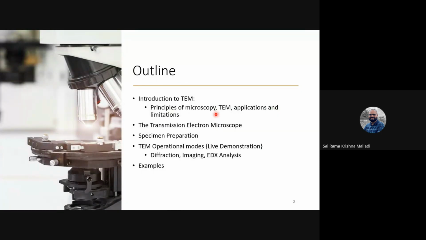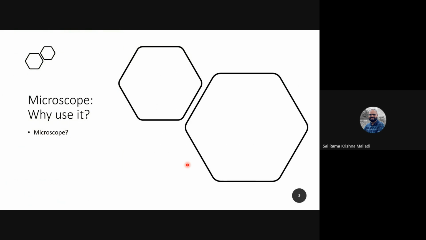So if you look at the outline of today's presentation, I'll just give you some principles of microscopy. I'll try to show you what the transmission electron microscope is. In fact, I wanted to show a live demonstration, but because of some issue at the instrument, we didn't have the camera readily available there, so I couldn't show the live demonstration. But hopefully, once some of you are here, we can do a practical hands-on session, and I'll give you a few examples. So, very quickly, can somebody tell me what exactly is a microscope?